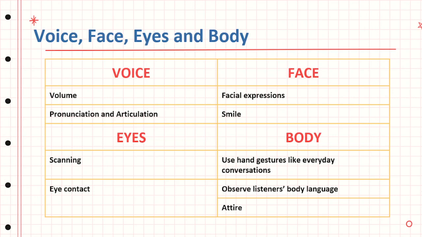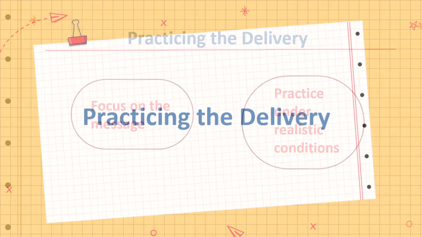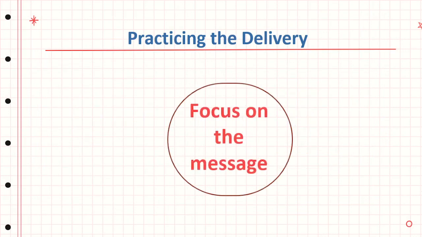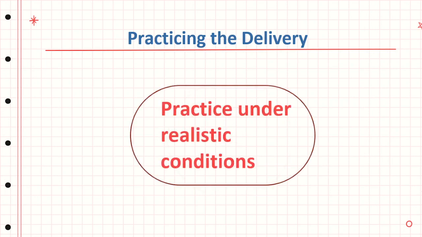Practicing the delivery. Focus on the message and practice under realistic conditions. In the planning stage, you must bear in mind the goal of the speech. How you're going to express the message clearly should be the primary concern. After this, concentrate on practicing the delivery. Try to closely simulate the actual speech setting as you practice. Practice your speech in front of a live audience.